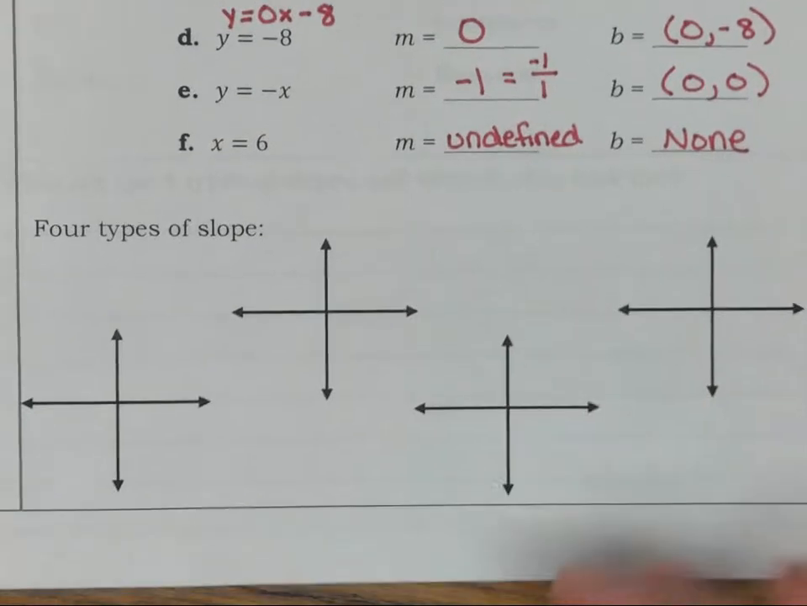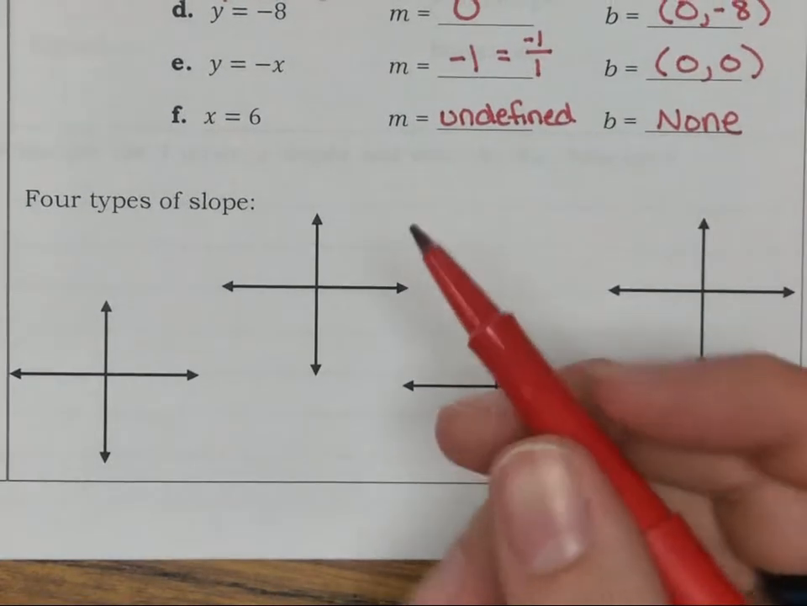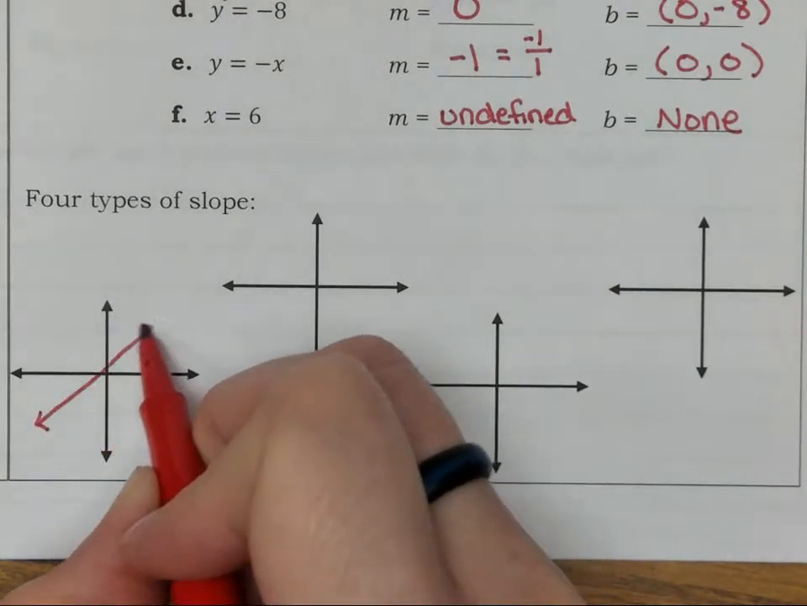So there are 4 types of slope, and we kind of hit on each of those up above. The first type of slope is a positive slope.